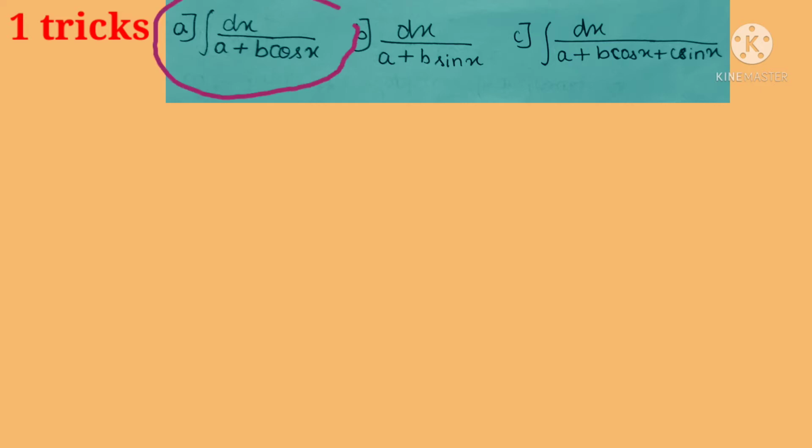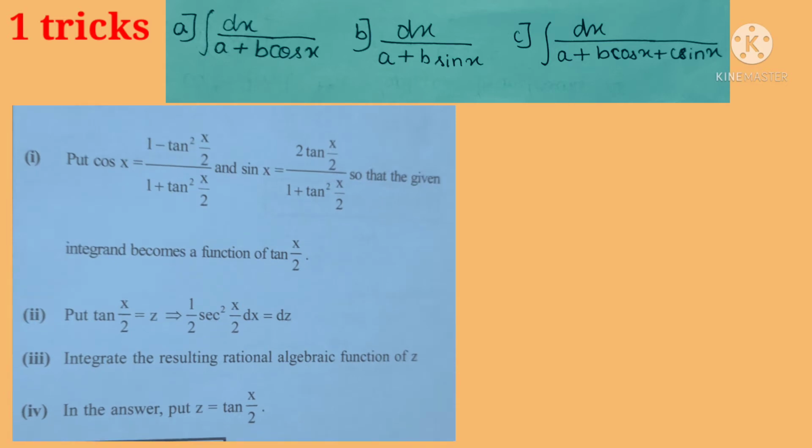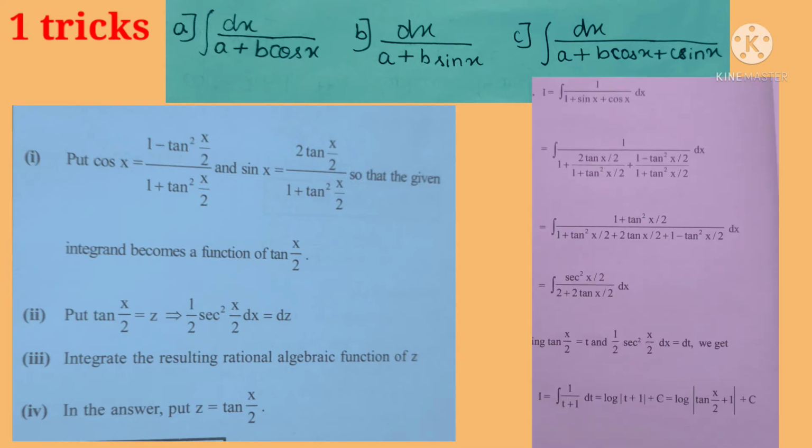Let's get started. According to my first form: integration of dx by a plus b cos x, integration of dx by a plus b sin x, and integration of dx by a plus b cos x plus c sin x. If these types of integration come up, we need to deal with them. The working rule starts on the left hand side of the video, and on the right hand side I'll explain with suitable examples so that we can get the complete concept and know which example we need to use.